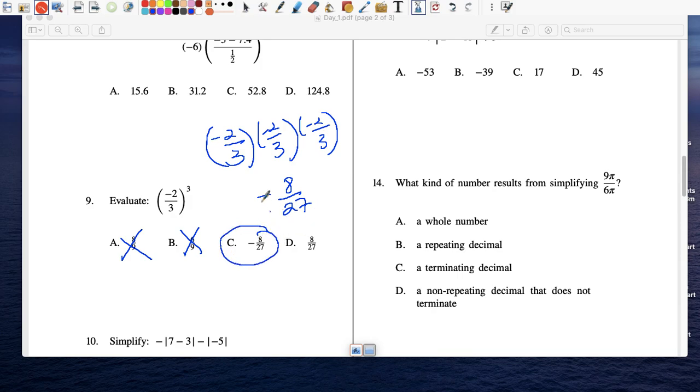is C. And then the beauty about this is this one is one of those that you really didn't need to do anything, as long as you knew that it was going to be a negative, right? Because you're raising a negative to a third power, which is going to result in a negative. So right off the bat, this, and this. This one you really didn't need a calculator.